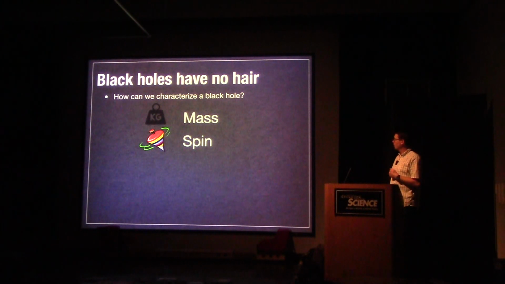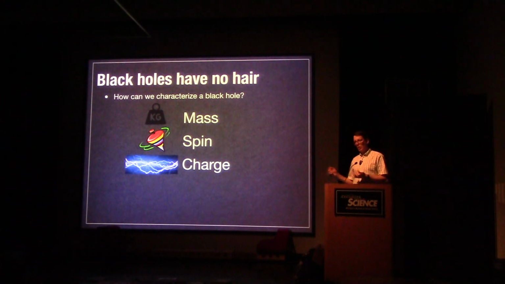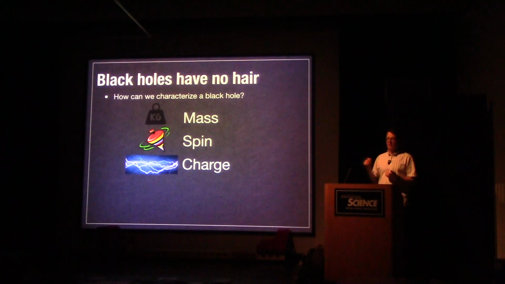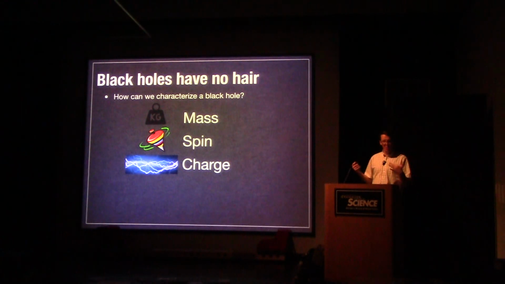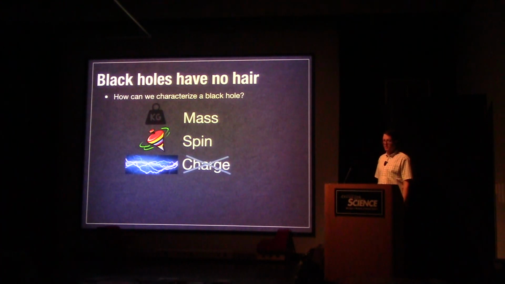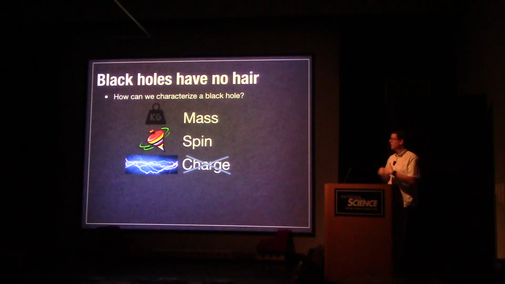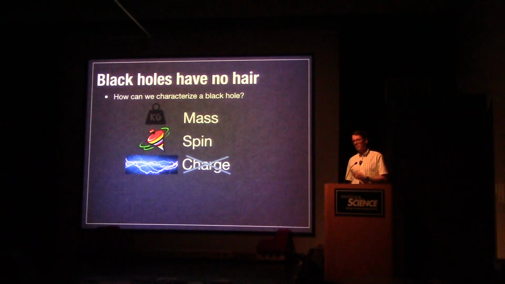Technically, black holes can also have a charge, but a charged black hole would very quickly become neutral by attracting charge of the opposite sign. So for all intents and purposes, astrophysical black holes have negligible charge. So we say that black holes have no hair. They're not complicated by things. They just have a mass and a spin. If we want to learn about black holes, you just need to measure mass and spin.